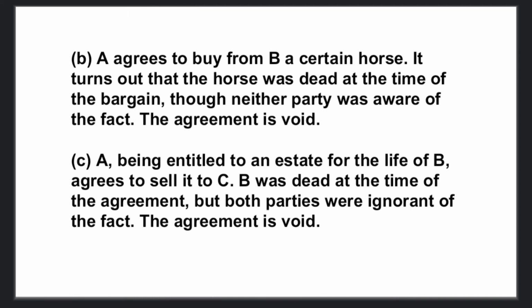Now the last example: A, being entitled to an estate for the life of B, agrees to sell it to C. B was dead at the time of the agreement, but both the parties were ignorant of the fact. So the agreement is void.